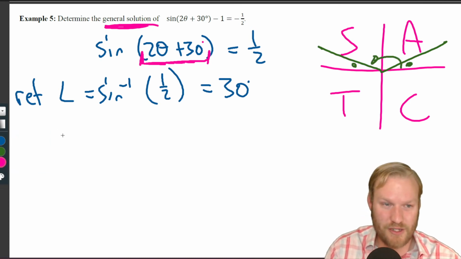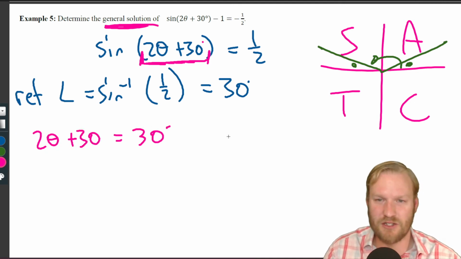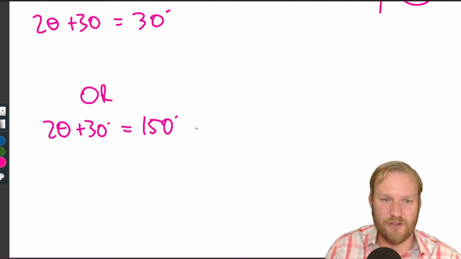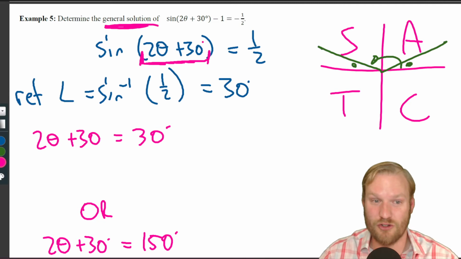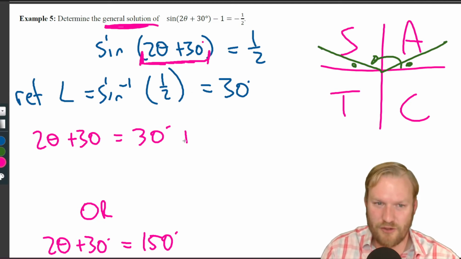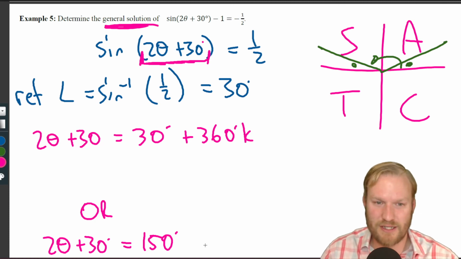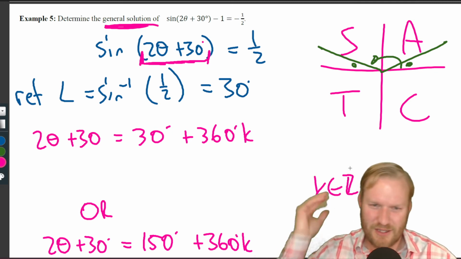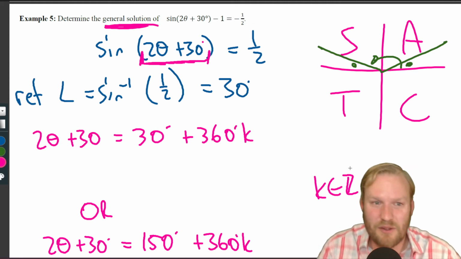So our 2 theta plus 30 equals 30 degrees. That's our first solution. Or, I'll leave a bit of space here, 2 theta plus 30 degrees equals 150 degrees. Right, there are 2 solutions. But the sine graph repeats itself every 360 degrees. So we could add 360k, where k is an integer. In other words, we can add 1 360, 2, 3, subtract them, add none of them.